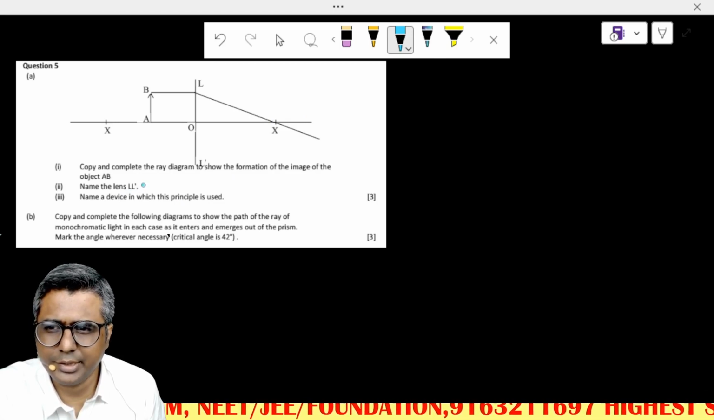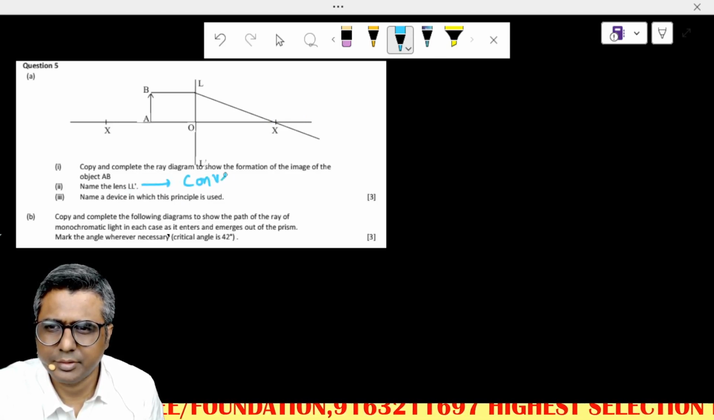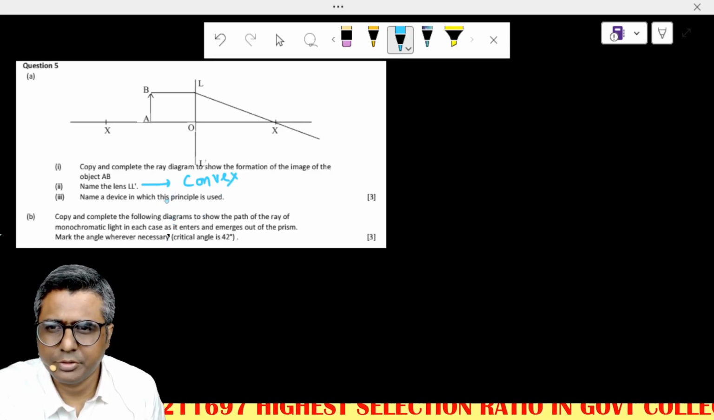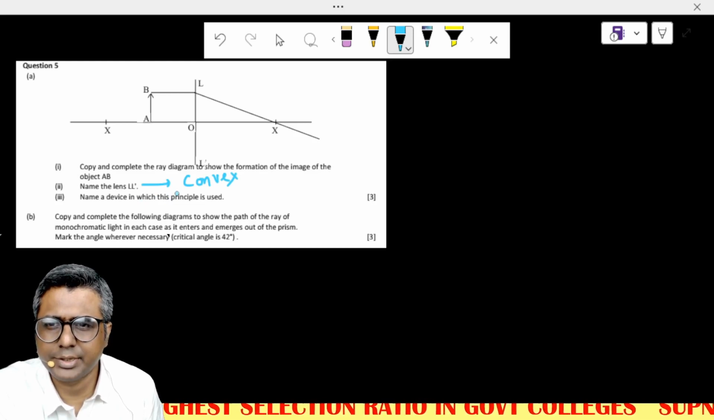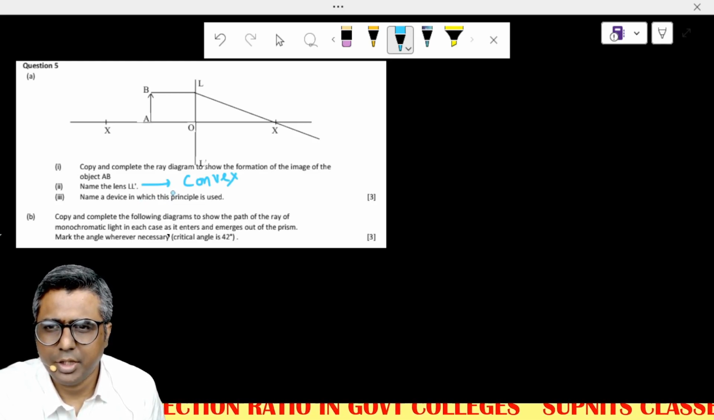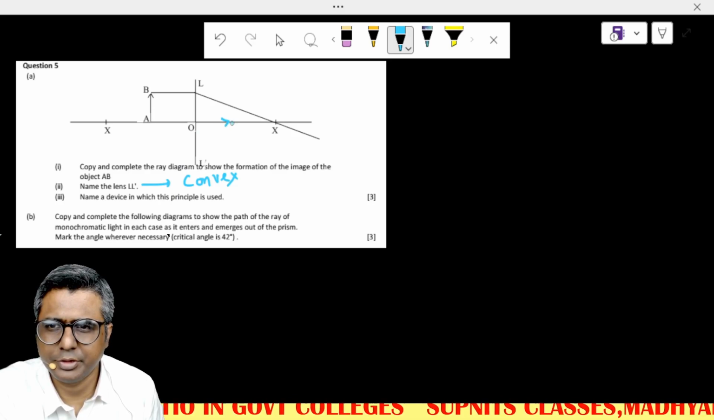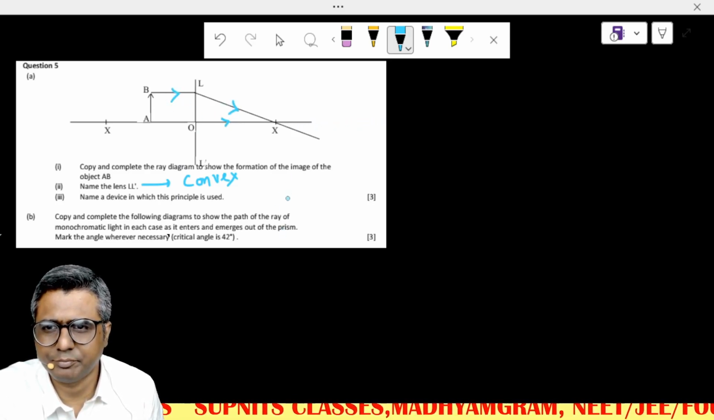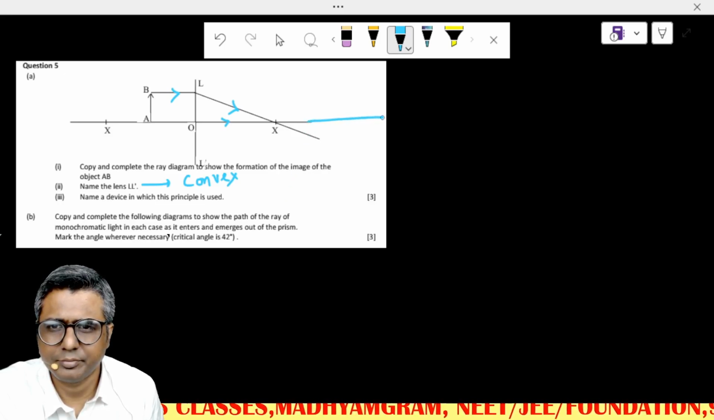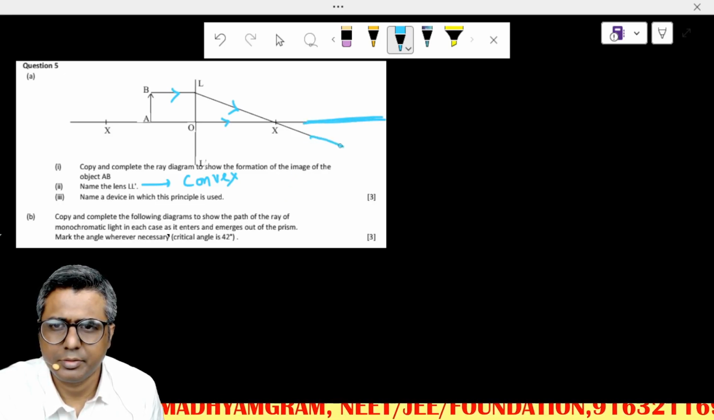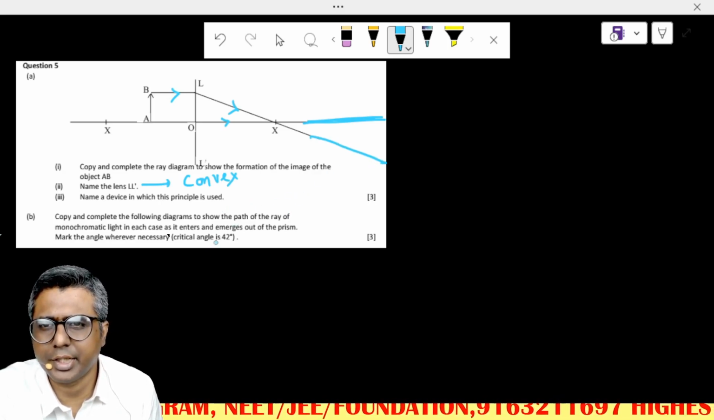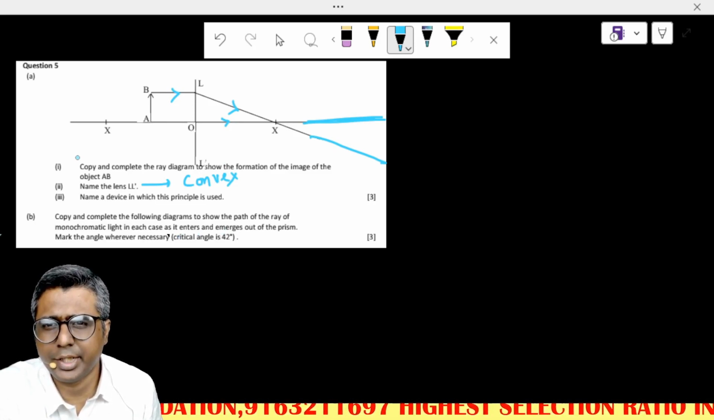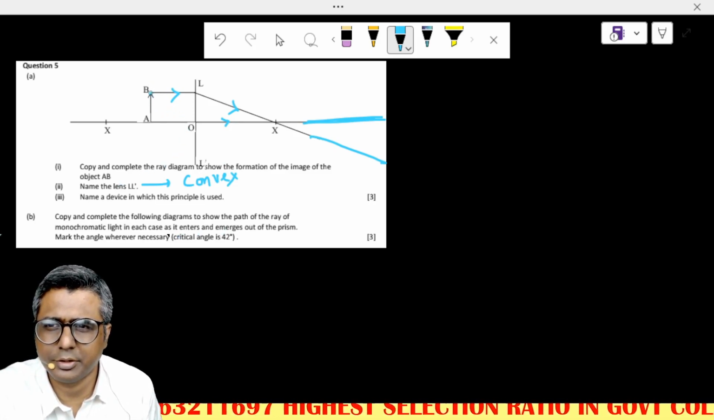So it is a converging lens, convex lens. Yes, you have to draw this ray diagram. Complete this ray diagram, formation of image of object AB. So you need to take this, draw arrows and complete this ray diagram, okay, like this. I hope everybody will be able to complete this ray diagram well, because this is not much tough.